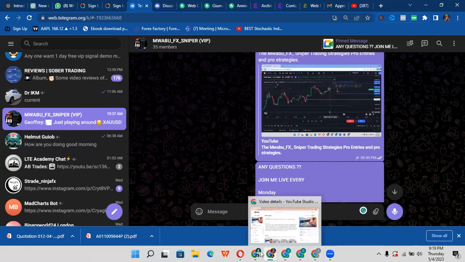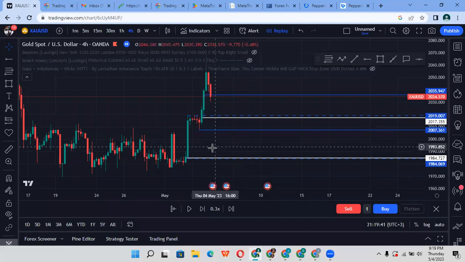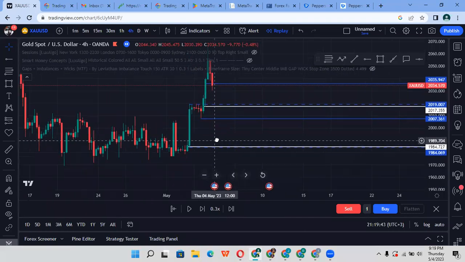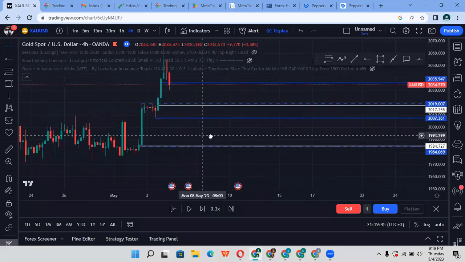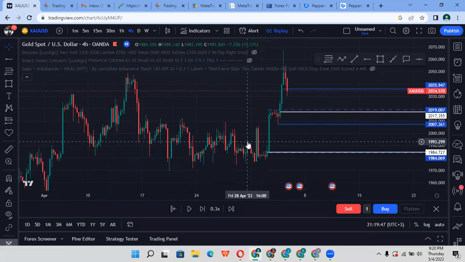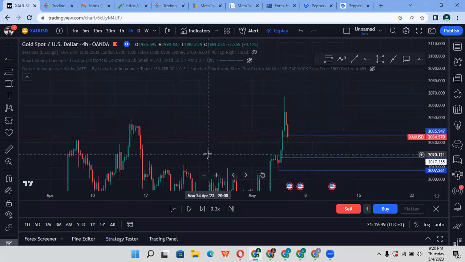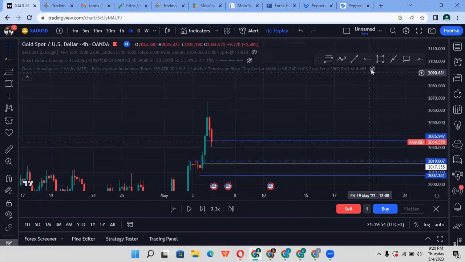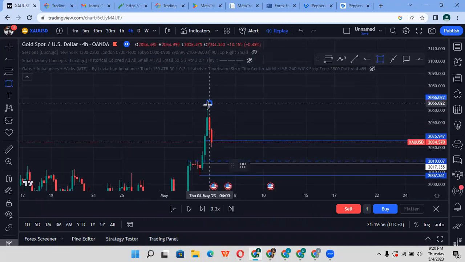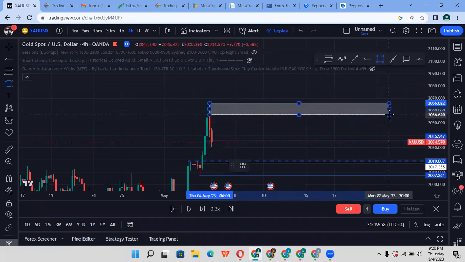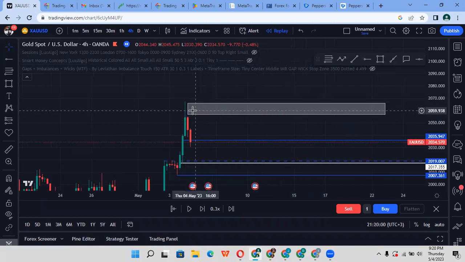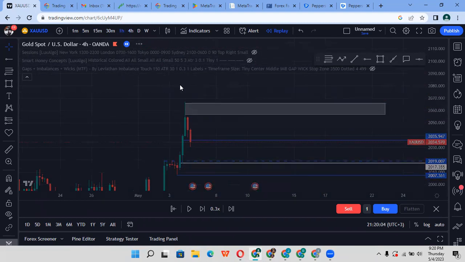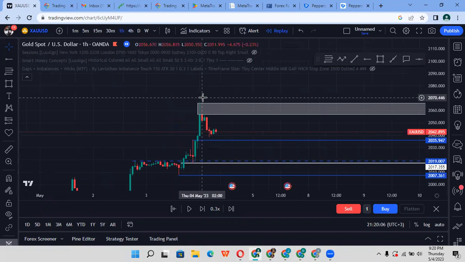You want to be part of my VIP group to be able to understand some of the things I look at when I draw this supply zone. So this is my supply zone on the higher time frames. I believe that this is the extreme high. This is the extreme high that has actually been formed. So I will wait for the London session to open. I'll also go into the 1 hour time frame.